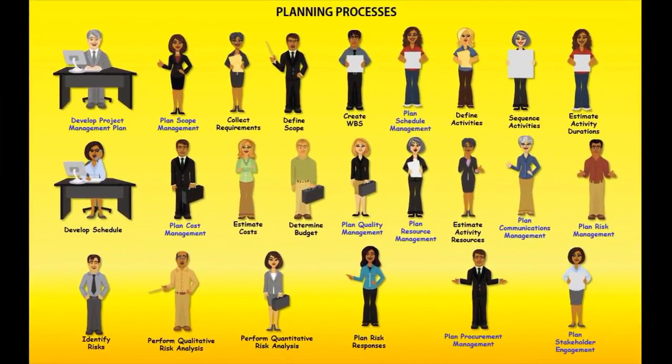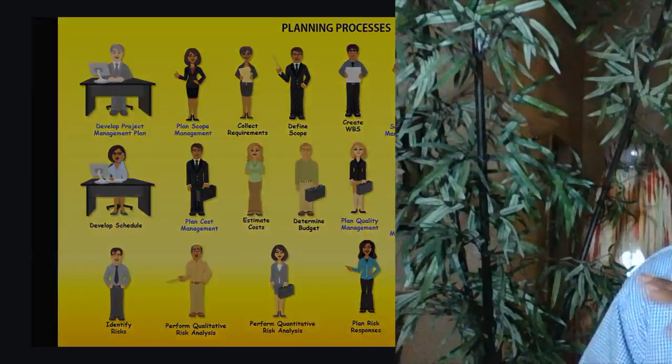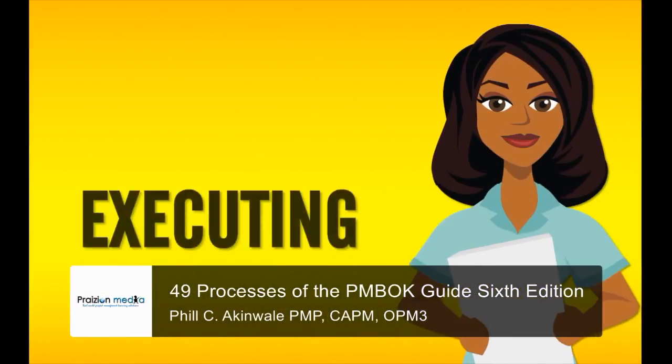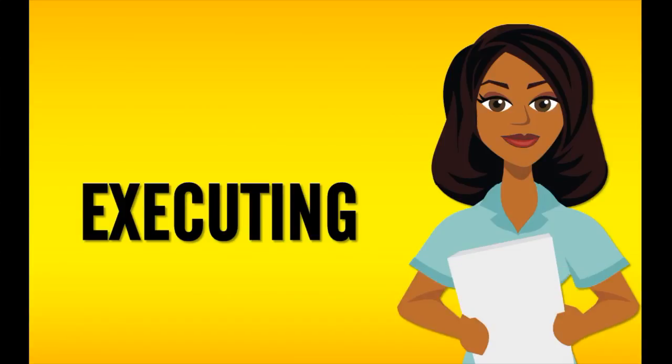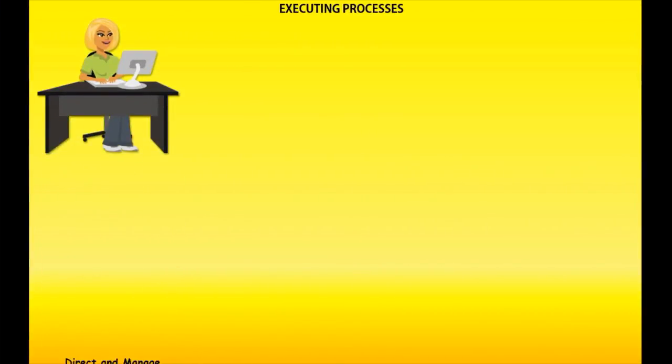So those are our processes in the planning process group. And that is the biggest process group in the entire PMBOK Guide. And we just got done with that. Isn't that cool? Let's move on to our next process group. It's called the executing process group. It is a very important one because the majority of the PMP exam scores come from this process group. So let's talk about the executing processes one by one.